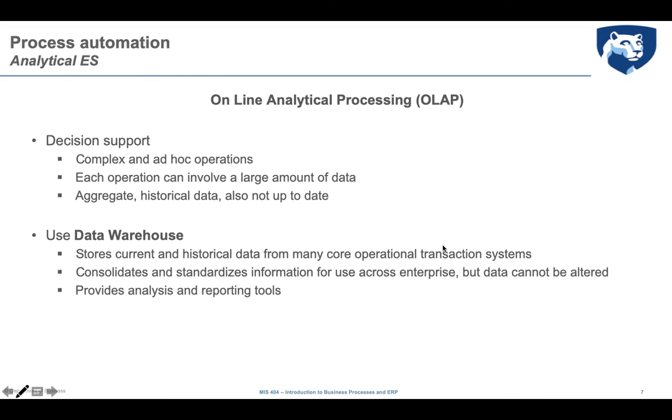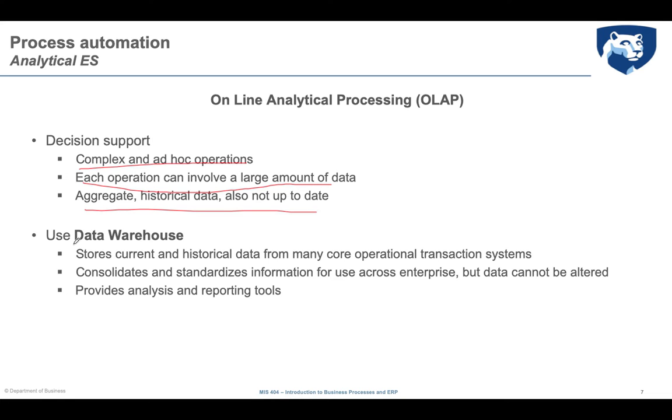This type of system is instead opposed to what we call online analytical processing, which covers all the information systems that support decision making in a company. So all the online analytical processing systems are decision support systems designed to execute complex and ad hoc operations, analyzing, aggregating, and elaborating a large amount of data coming from the database management system of the transaction process.